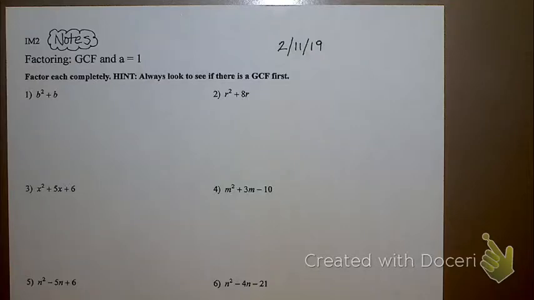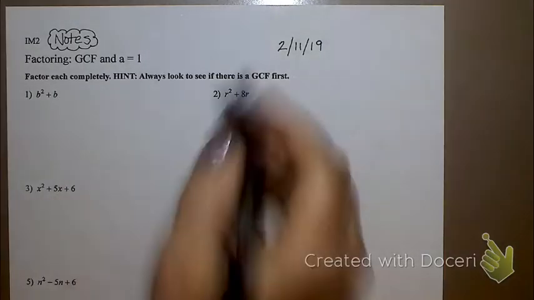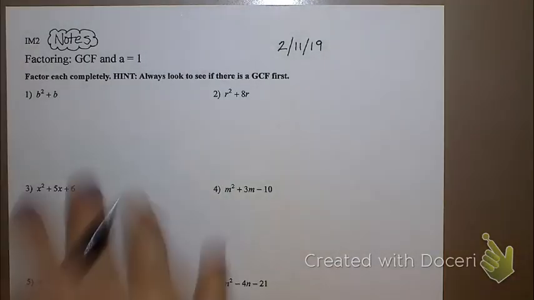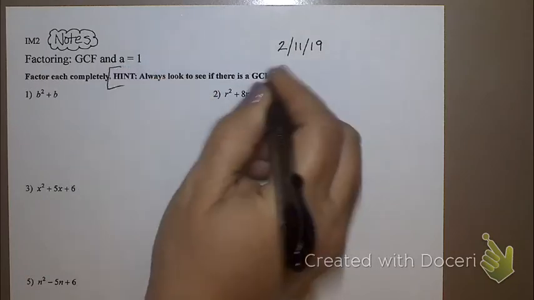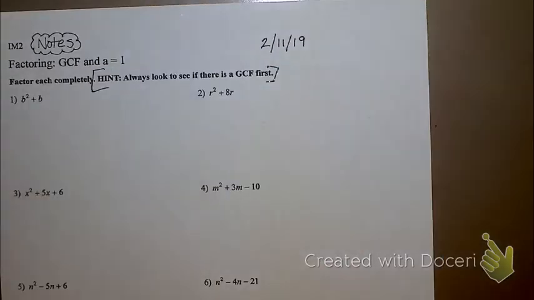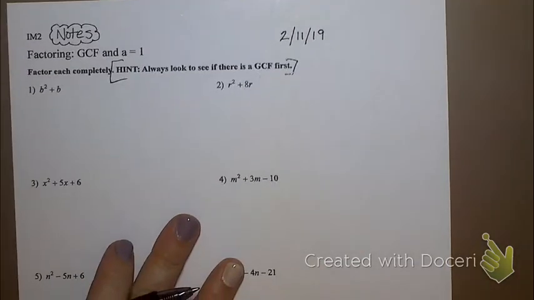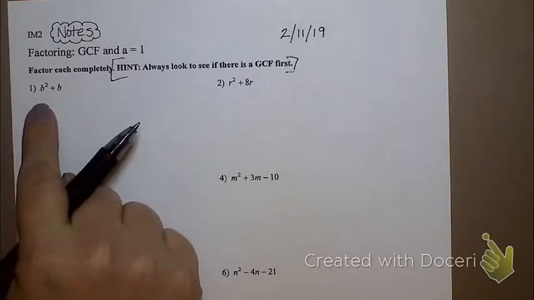So the first couple problems here are a review from what we did before. The first thing I want you to check on all of these problems, however, is right here. Is there something they have in common that you can take out? So if I look at number 1, do they have something in common? What do they have in common?